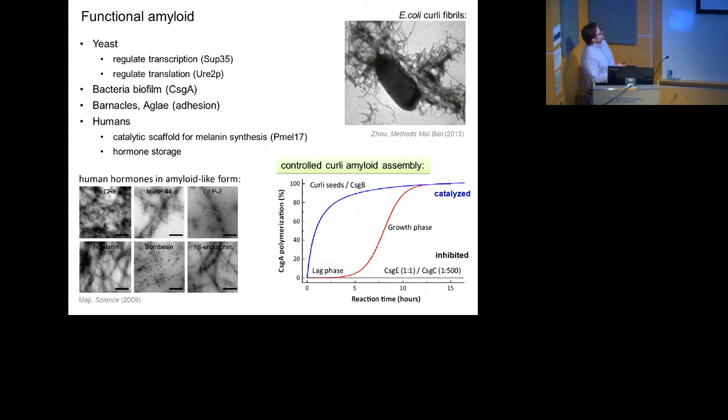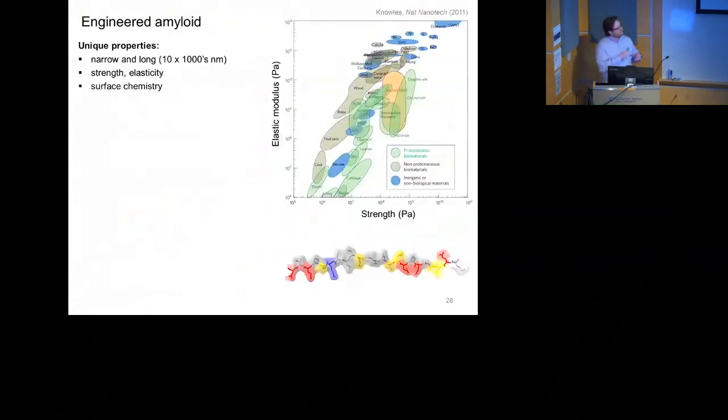There are also functional amyloids found in humans, for catalytic scaffolds and for hormone storage. And the list of functional amyloids is growing as more people get into this area. So in addition to natively occurring functional amyloid, people are interested in making amyloid and engineering it as a novel nanomaterial. And this sort of gets us closer to the food science applications.